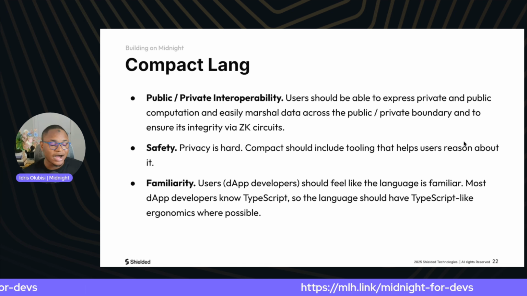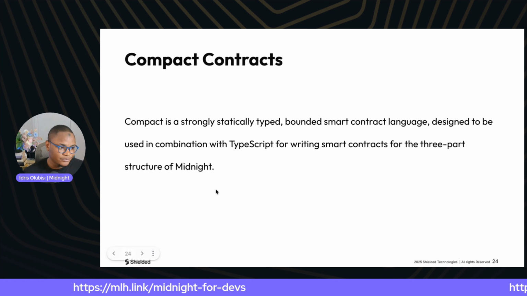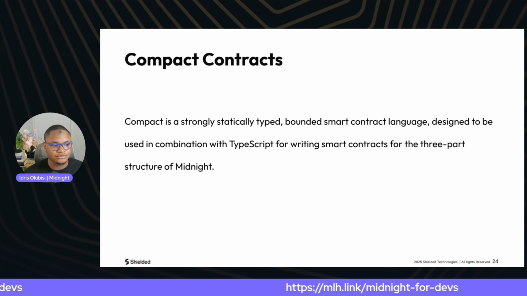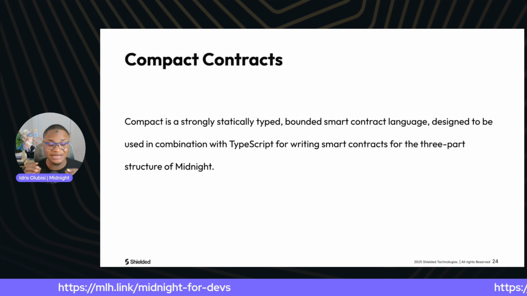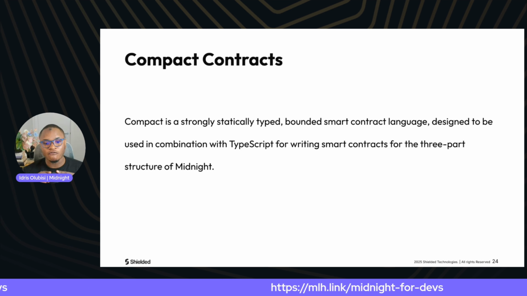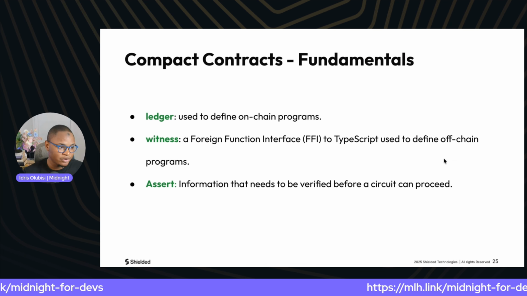Let's look at one. Let's look at how it looks. The Compact contract, for example. Basically, I've talked about this before now. Compact is a strongly typed language, right? A bounded smart contract language designed to be used in combination with TypeScript for writing smart contracts for the three-part structure of Midnight. So, what are the fundamentals that you need to be aware of?